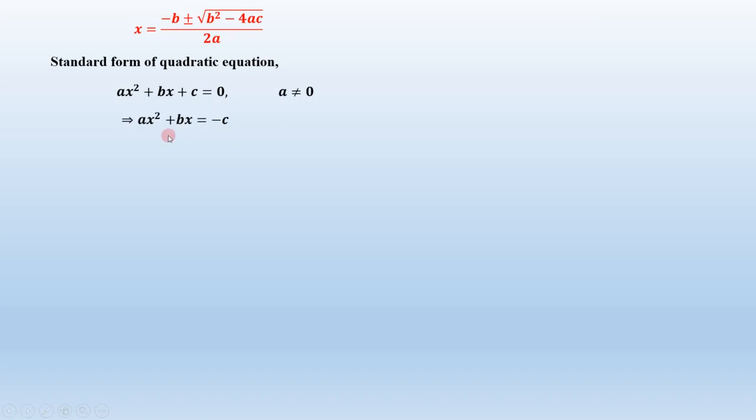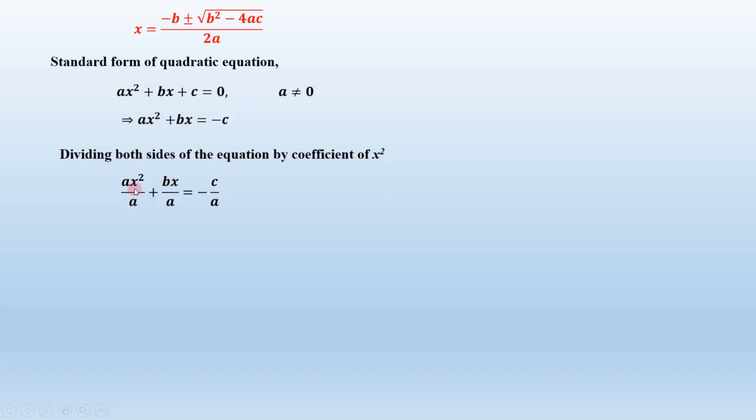So first of all, we'll subtract c from both the sides, and the result will be a times x squared plus b times x is equal to minus c. Now the second step is to divide both sides of the equation by the coefficient of x squared. So let us divide by a. This will be: a times x squared whole divided by a plus b times x whole divided by a is equal to minus c over a. So we can cancel out this a and this a, and we'll have x squared plus b times x over a is equal to minus c over a.